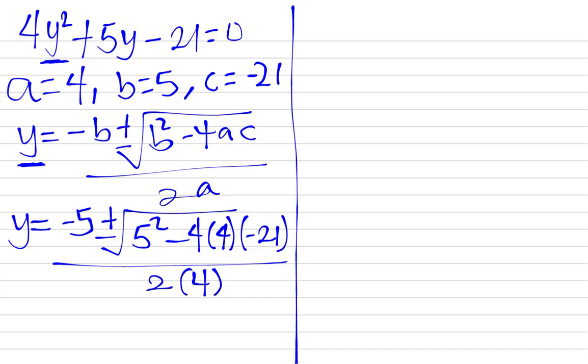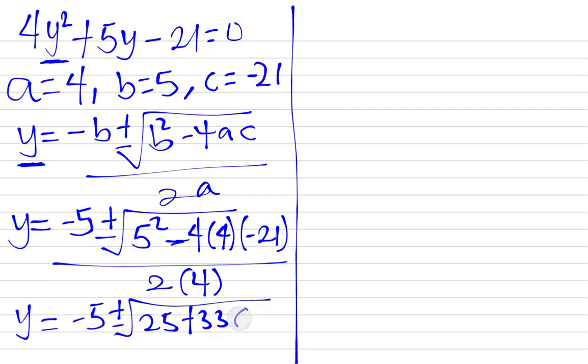So y equals minus 5 plus or minus square root of 5 squared, which is 25. Minus times minus gives us plus. 4 times 4 is 16, so I'll just do 16 times 21, which gives us 336, all over 2 times 4, that is 8.